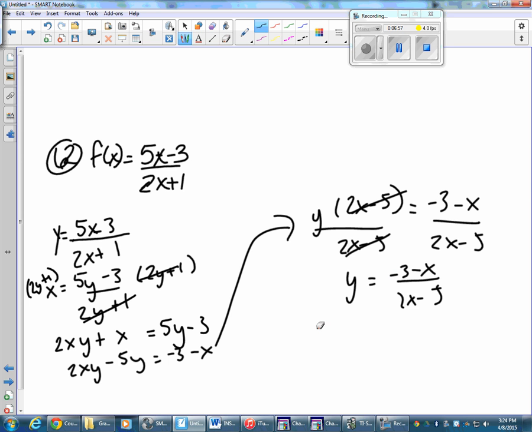And I really should have written it in inverse function notation. The inverse function is negative 3 minus x over 2x minus 5. Now, you may see it in the back of the book. This is a correct answer. You may also see it with every single sign changed, like 3 plus x over negative 2x plus 5. If every single sign is different, that's an equivalent expression. So it just depends on how you solved it as to which one of these two you'll get, but know that both of them are correct.